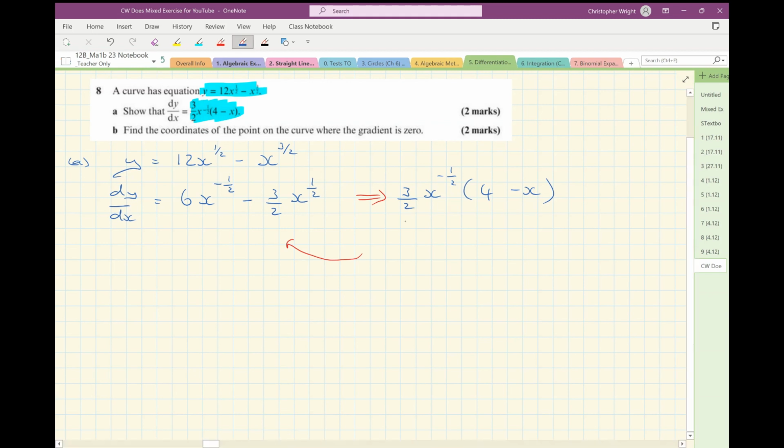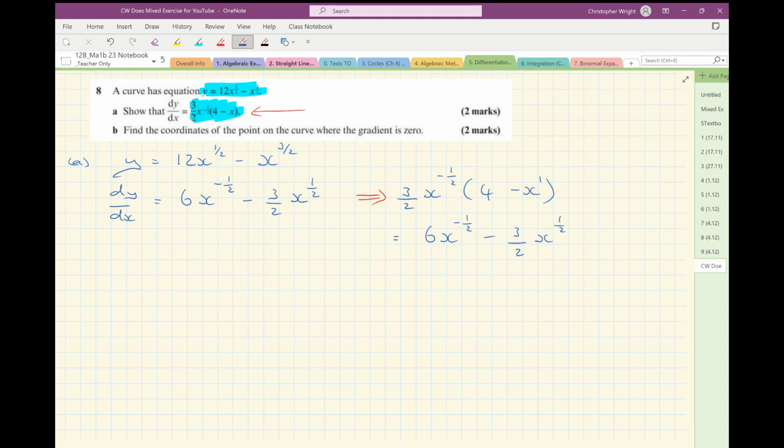So I'm going to take their expression here. I'm going to multiply out this bracket. So 3 over 2 times 4 is 6. And then I have x to the minus a half. And minus 3 over 2, the coefficient's 1 on the x. Now I've got x to the minus a half multiplied by x. Remember, that's x to the 1. So add the indices. Minus a half plus 1 is a half. And look at that. That equals the expression which I had here. So all well and good. And I have done what they've asked me to do. In part A, I've shown that the differential is equal to this expression.